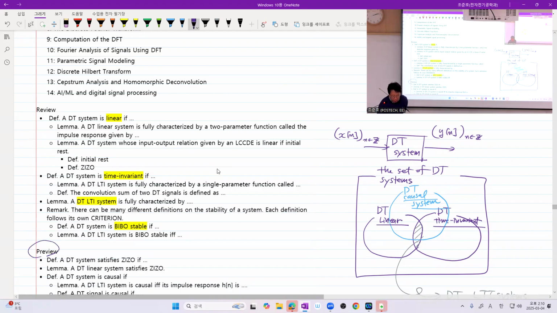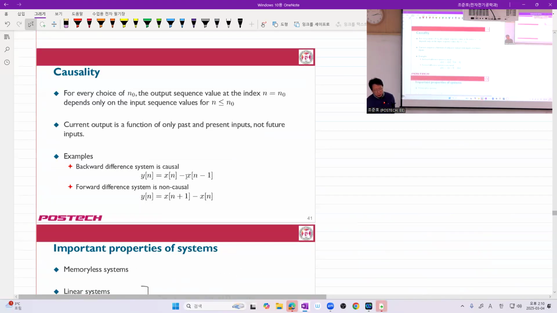Last time, I gave you a little preview. What if a DT LTI system is causal? What if a DT LTI system is BIBO stable? What can we say in terms of our impulse response? Actually, most electrical engineering students who took signals and systems already know the answer. But anyway, this is a good preview, I believe.